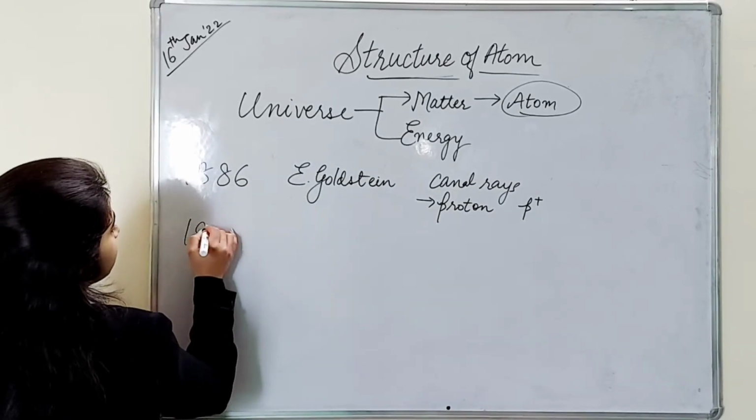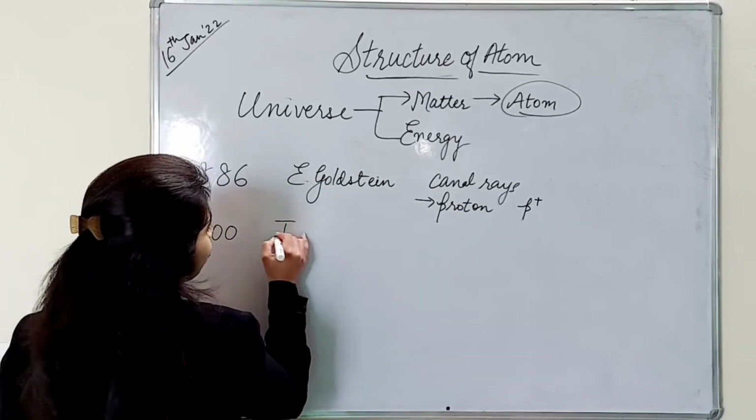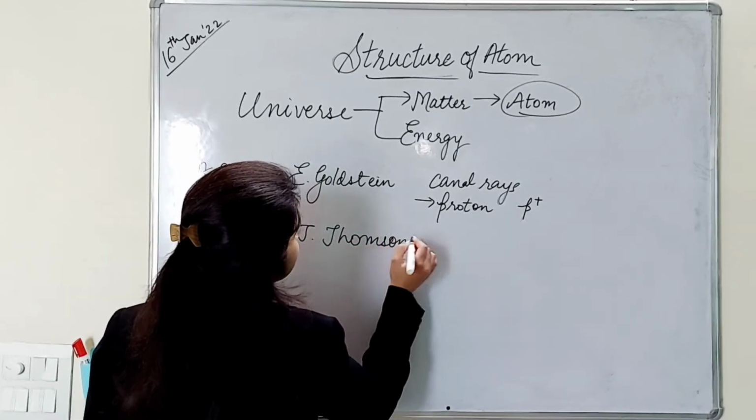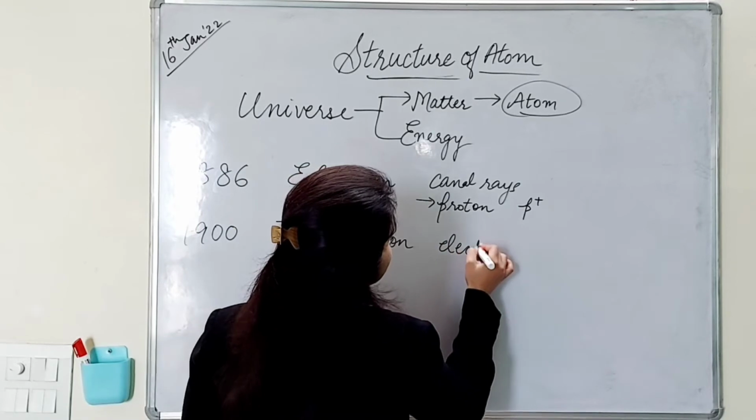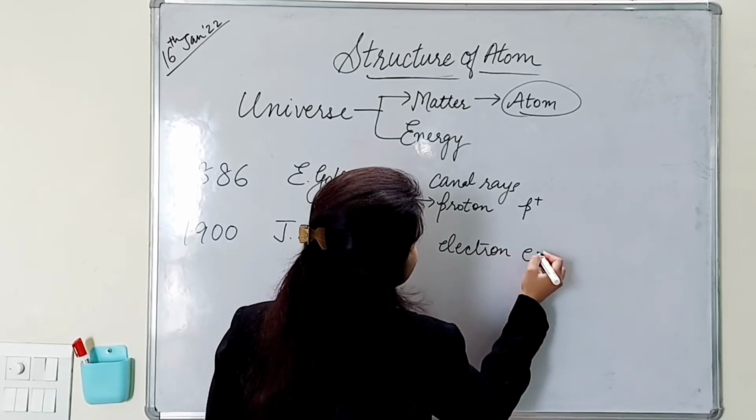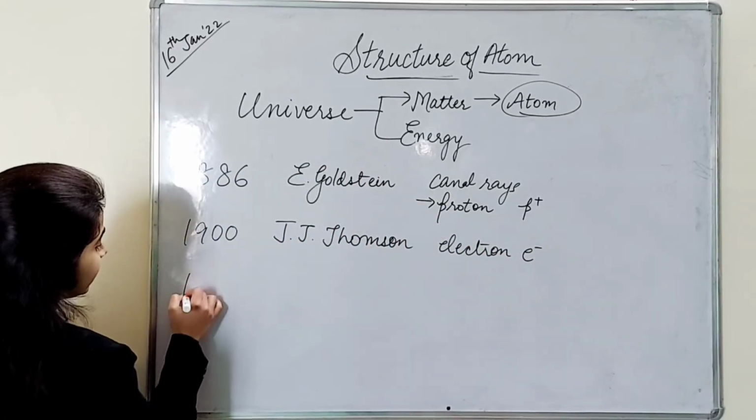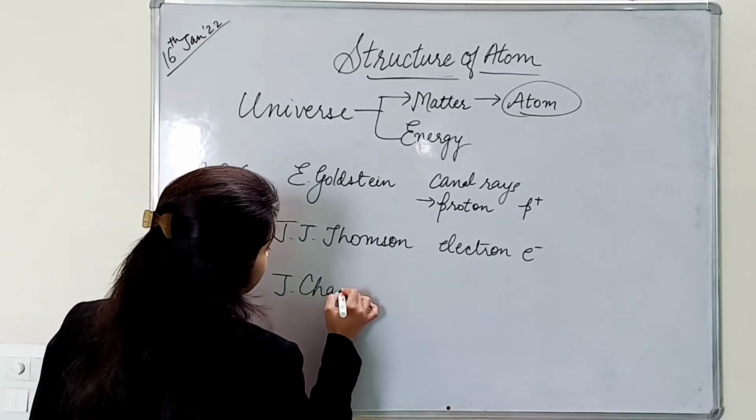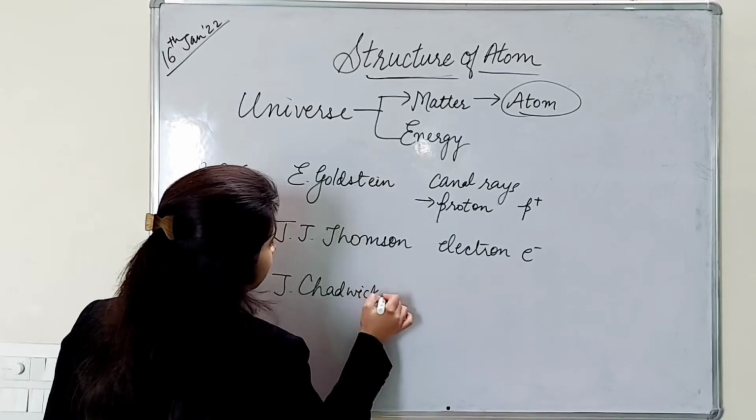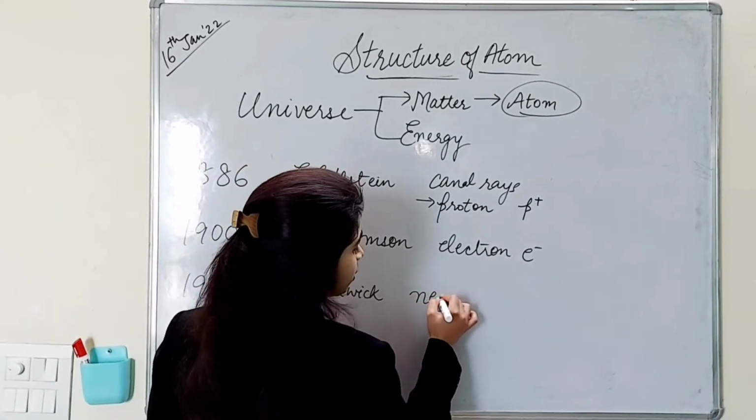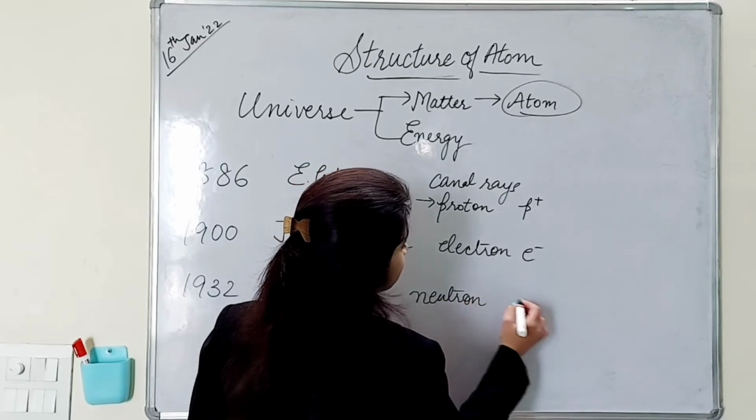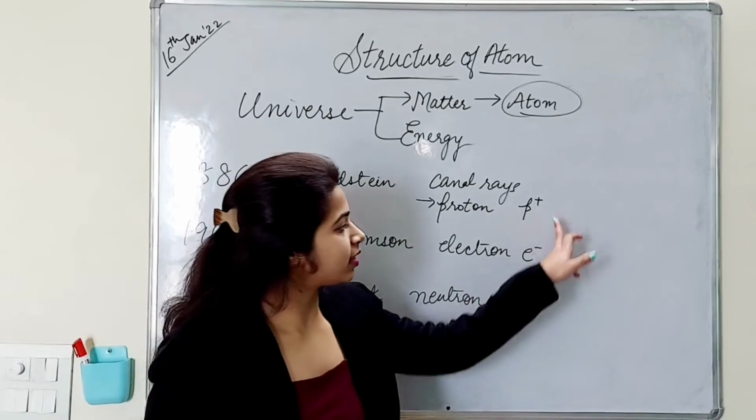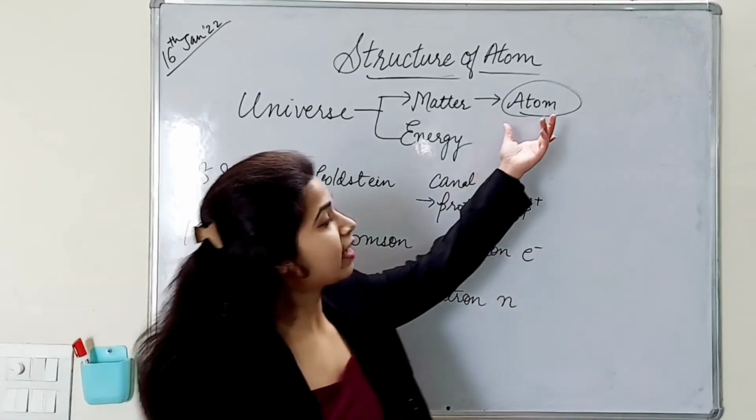Then 14 years later, J.J. Thomson discovered a negatively charged element called electron. This is denoted as E with a negative sign. And then in 1932, J. Chadwick discovered a neutral element called the neutron, which is denoted by an N. So these are the three basic elements that are present in an atom.